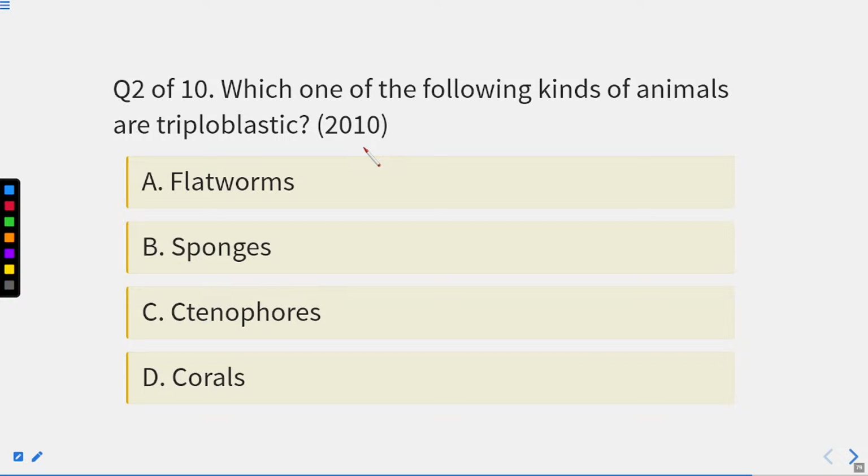Next question. Which one of the following kinds of animals are triploblastic? Triploblastic means ectoderm, mesoderm and endoderm, all the three layers are present. So flatworms, sponges, ctenophores and corals, right? Ctenophora and corals are diploblastic.